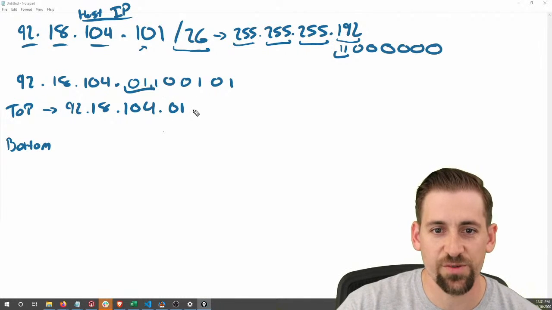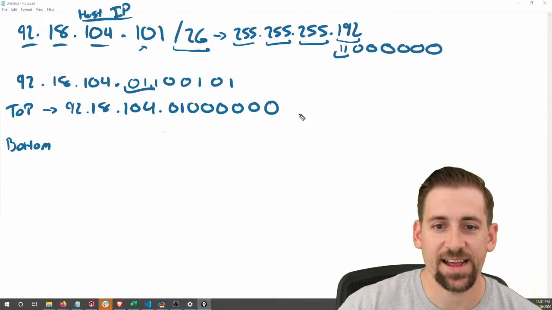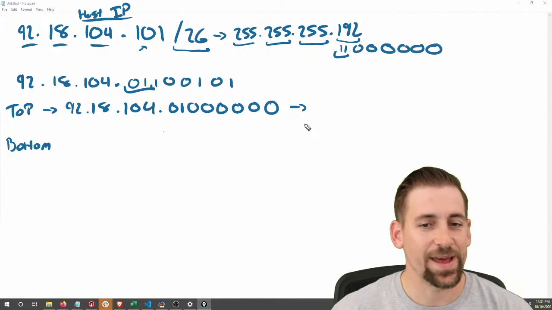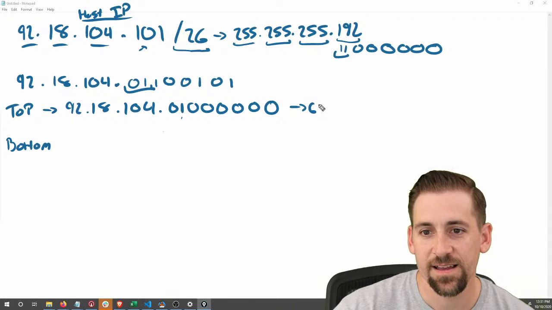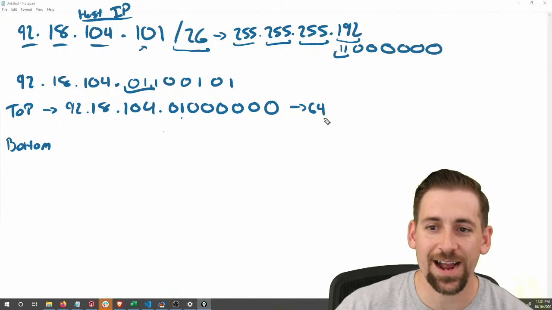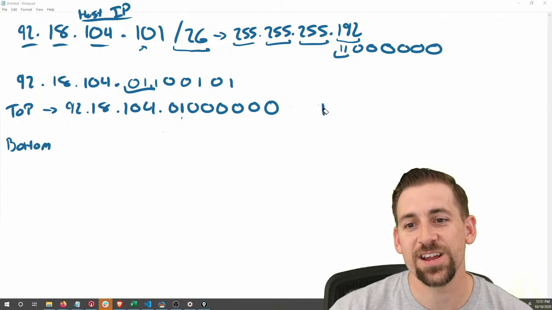And then what did I say? To get to the bottom, I just turn all the bits off. 1, 2, 3, 4, 5, 6. And what is this in base 10? This is just the 64-bit on. This is 64. Now we have a new network ID that's not a 0 network ID.